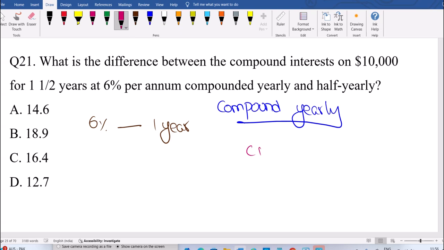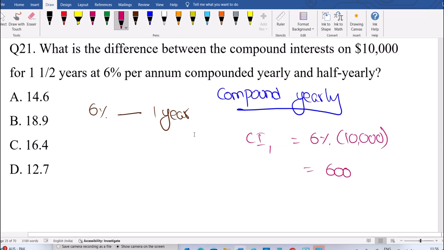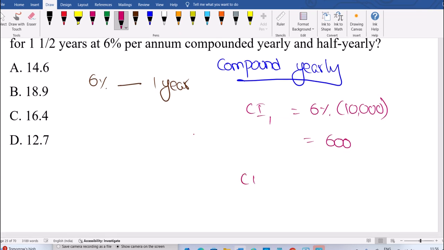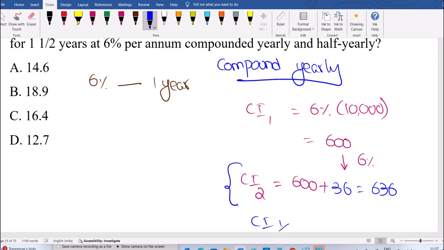Listen, so how can you calculate this? For 1 year, 6% of $10,000. 1% is 100, 6% means $600. That is for 1 year. Next, listen, second year full. If you want second year full, 600 plus 6% of this will be there. 1% is 6. 6% means 36 will come. So we got 636, but we want only half of the year. Not for full year. We want only for half of the year. Means half of this will come 318.